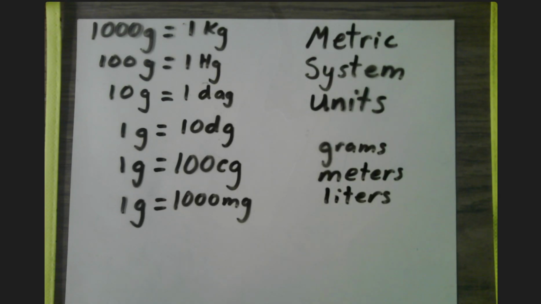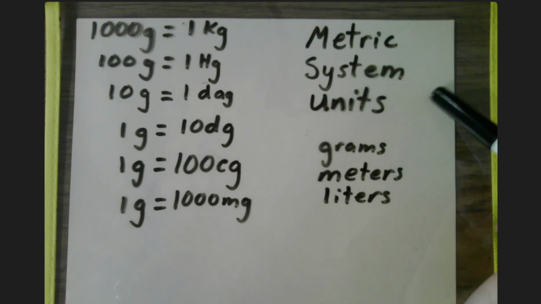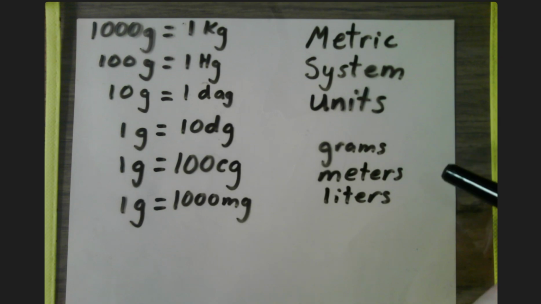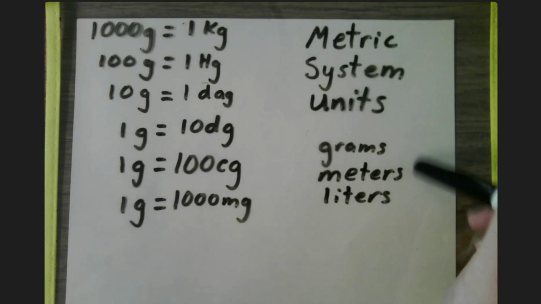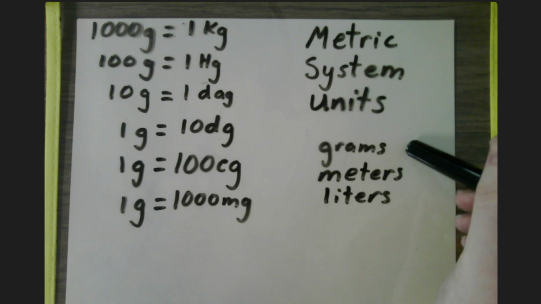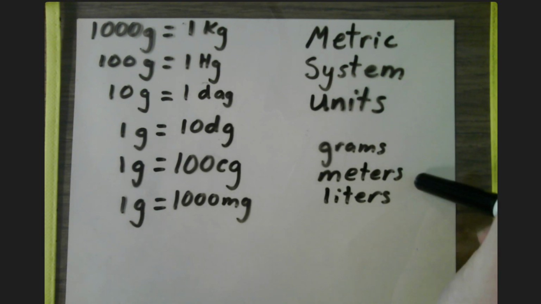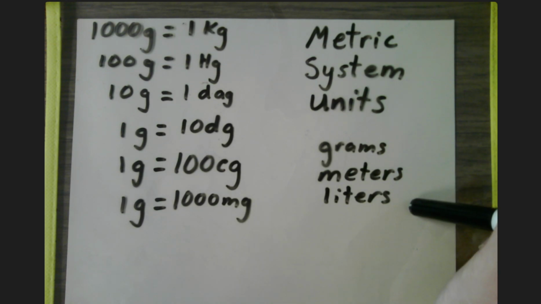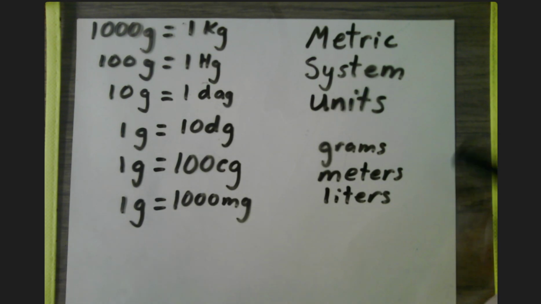This is a video on how to complete unit conversions using the metric system. Before we get started, there are three main types that we're going to go over: grams, meters, and liters. Grams calculate in mass and weight. Meters is length and width. Liters is volume. All right.